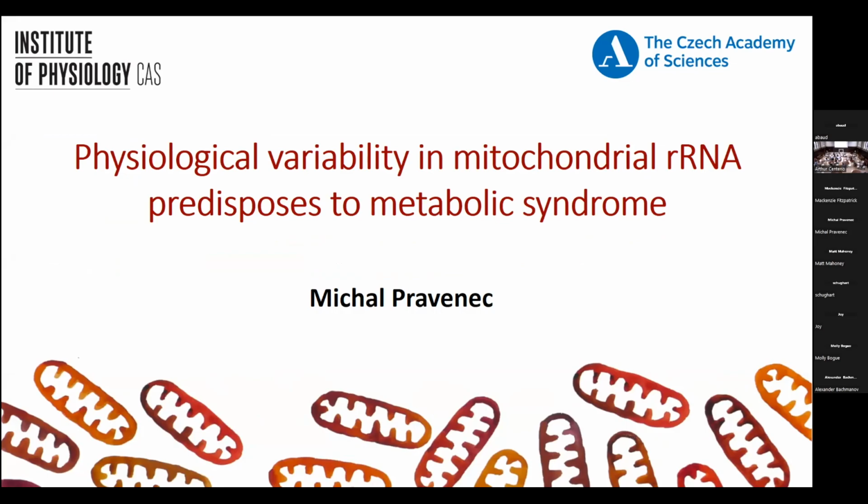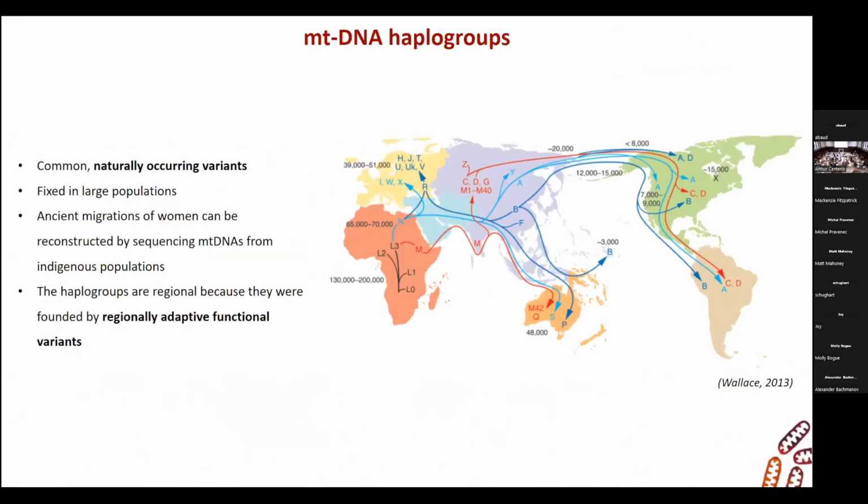This is the title of my presentation. Common naturally occurring variants of mitochondrial DNA have been fixed in large populations. Ancient migrations of women can be reconstructed by sequencing mitochondrial DNA from indigenous populations. Haplogroups are regional because they were founded by adaptive functional variants.